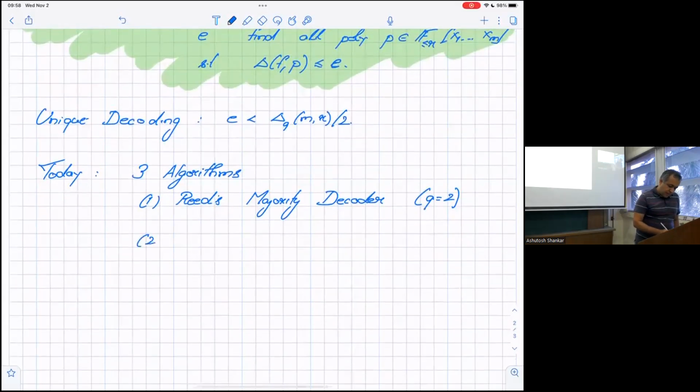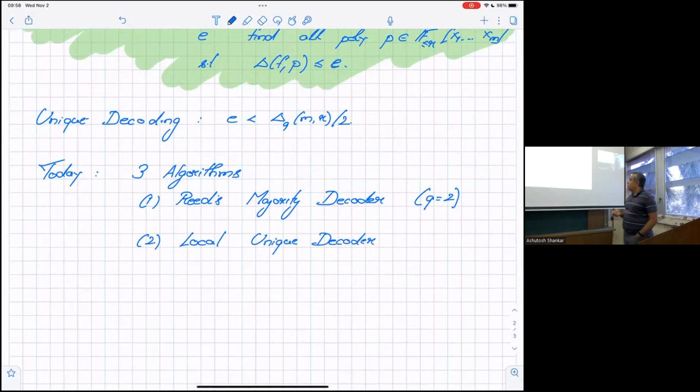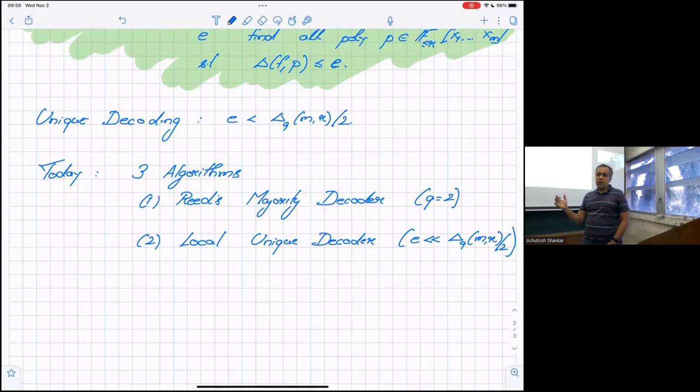Then we give a nice local unique decoder, which will work for all q, but it will not go all the way to half the minimum distance. It will be much smaller, so e is significantly smaller than delta_q^{MR}. It won't work all the way. It will recover a large fraction for us, but not all the way up to half.